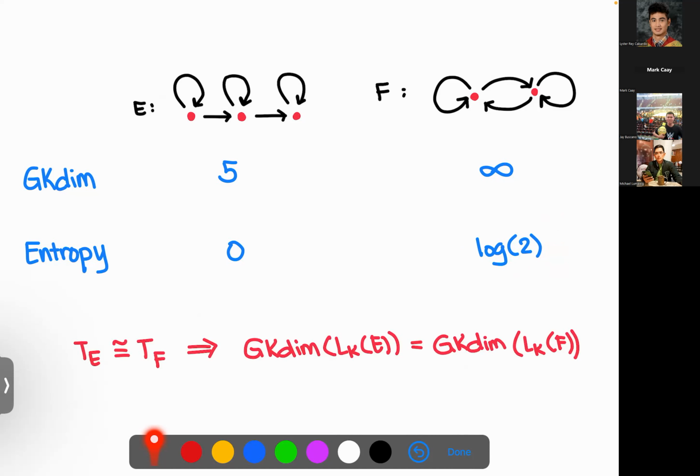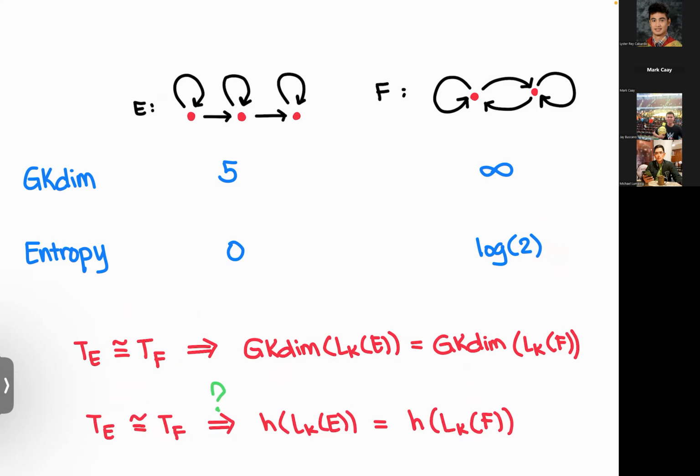It would also be interesting to know that if I have isomorphic talented monoids, your Gelfand-Kirchhoff dimensions are equal. So the natural question is, if I have isomorphic talented monoids, would their algebraic entropy also be equal? This is still an open question. So if you are interested, you can try solving this.